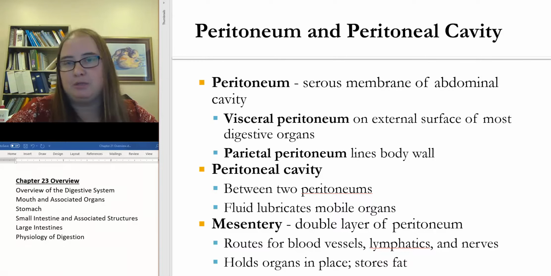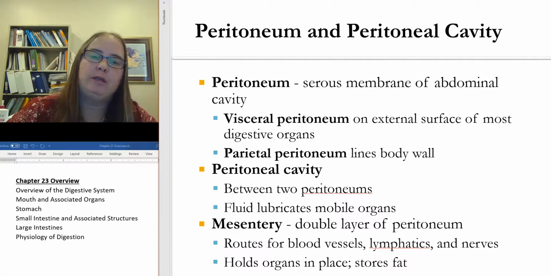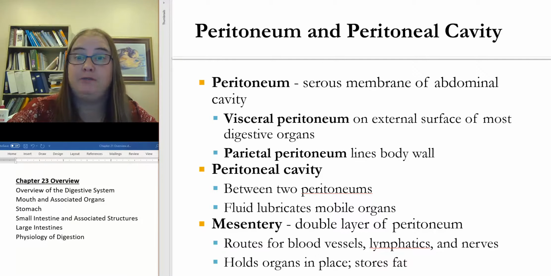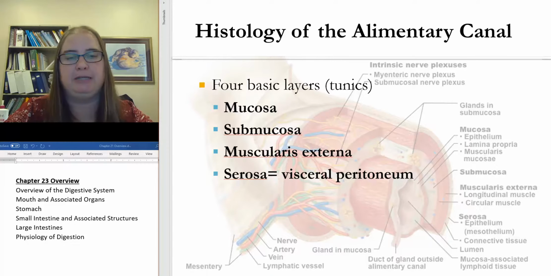We're going to learn this is where the majority of our absorption occurs. But it's also there to hold our organs in place. It does store some fat that helps kind of serve as a storage site. So when we look at the histology of the alimentary canal, we have 4 basic layers or tunics. We have our mucosa layer, our submucosa, our muscularis externa, and our serosa, or our visceral peritoneum.